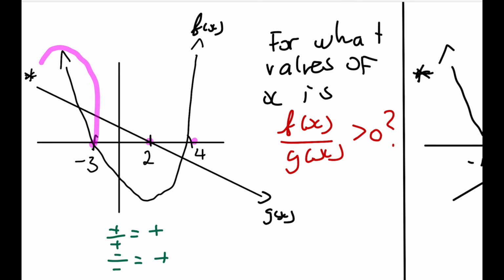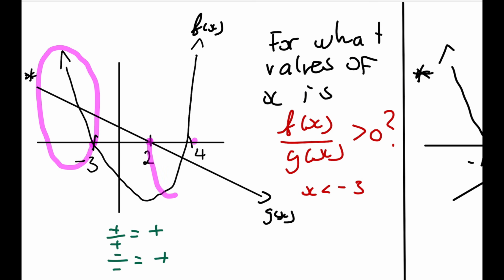What's going on to the left of -3? Seems like both graphs are above the x-axis there. So great, one of our solutions is x values that are less than -3. What's going on between -3 and 2? It looks to me like here the parabola is below the x-axis but the straight line's above the x-axis. That won't work.